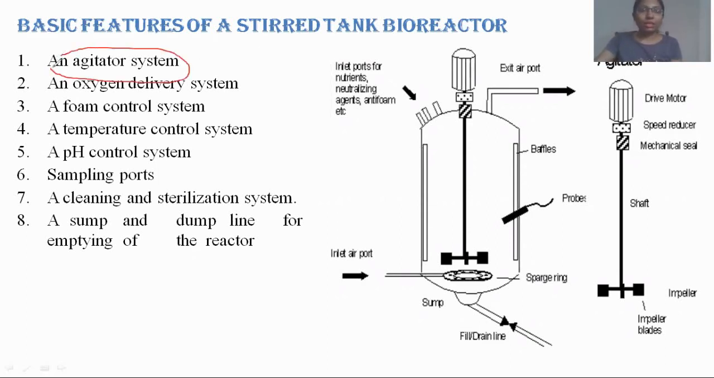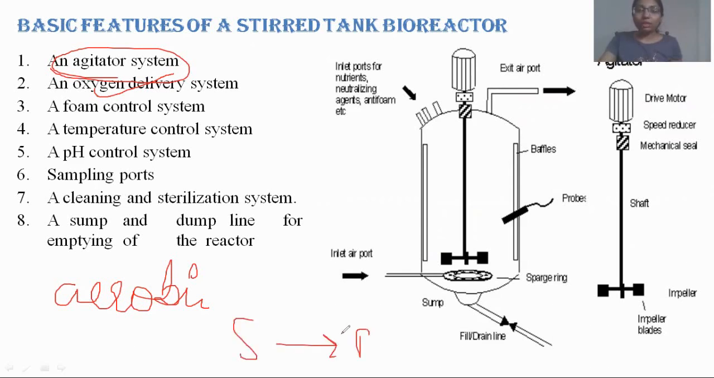One is the agitator system. The word stir itself says that you have to blend something, so you have to agitate something. That's why you will need the agitator system. Then you will need the oxygen delivery system, because some organisms are aerobic in nature. So if they want to convert the substrate into a certain product, they will require oxygen. The stirring, we will see in detail.